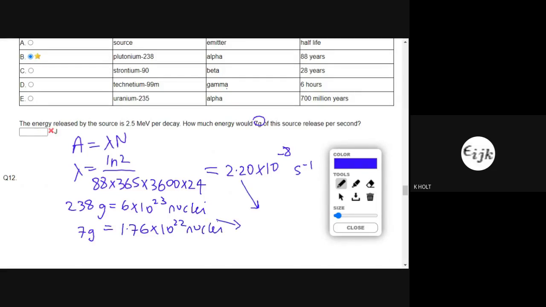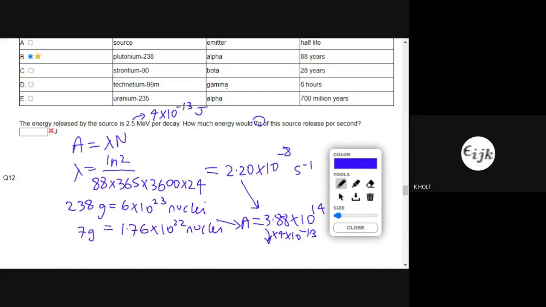Combine those two to get the activity. And that gives me 3.88 times 10 to the 14. Now, each activity releases 2.5 mega electron volts. I'm going to convert that into joules by multiplying by 1.6 times 10 to the minus 19. So that's 4 times 10 to the minus 13 joules. So now if I multiply that by 4 times 10 to the minus 13, that should give me the power or the energy released per second.